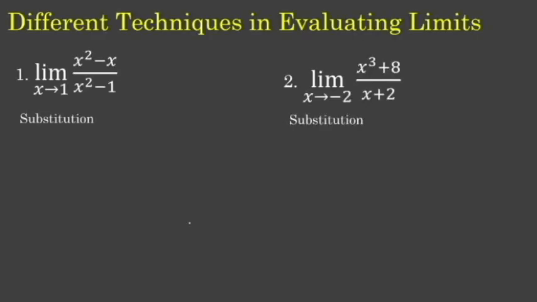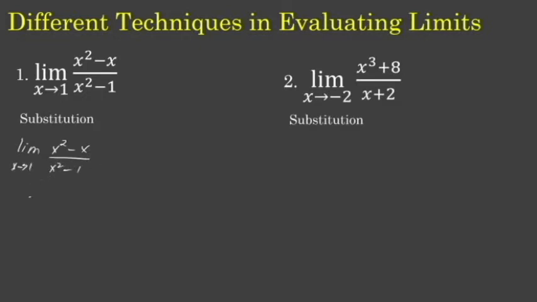So we'll proceed with the different techniques in evaluating limits. Okay, for example, we have the limit of x squared minus x over x squared minus 1 as x approaches to 1. So let us first try substitution to determine kung mag-exist ba siya kapag substitution method yung ginamit natin. So we have, write natin dito. So the limit of x squared minus x over x squared minus 1 as x approaches to 1.